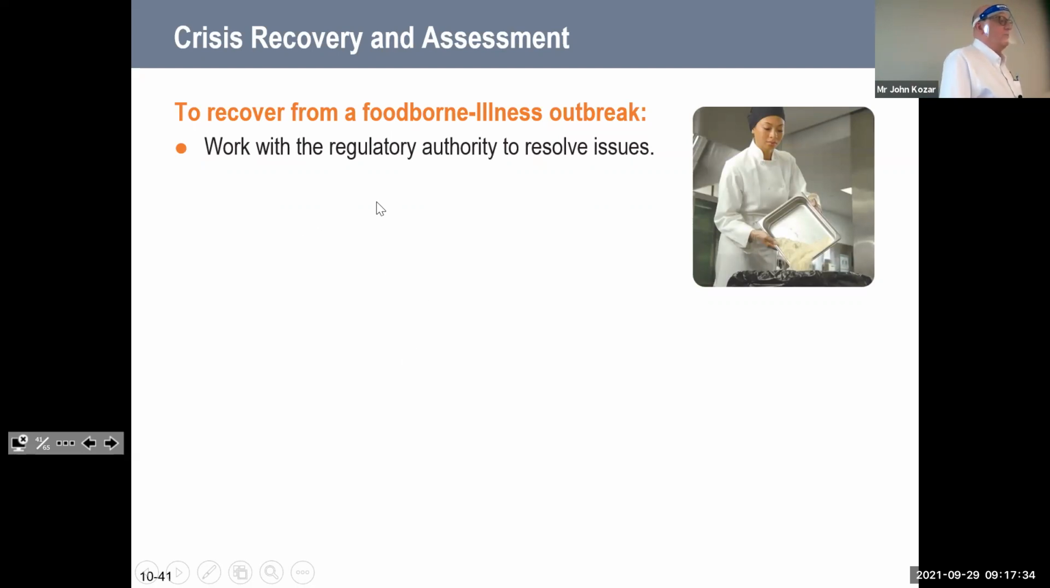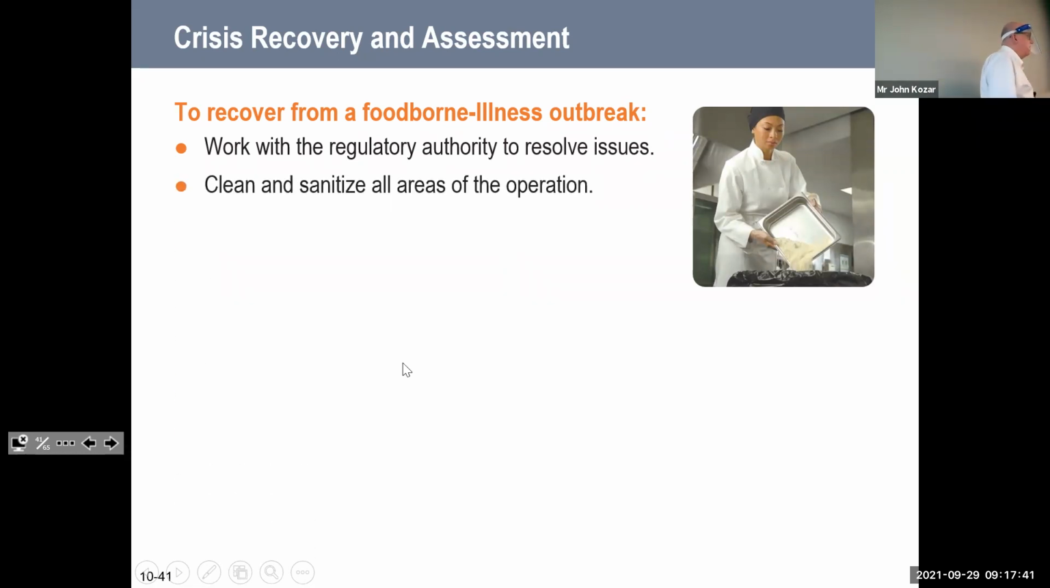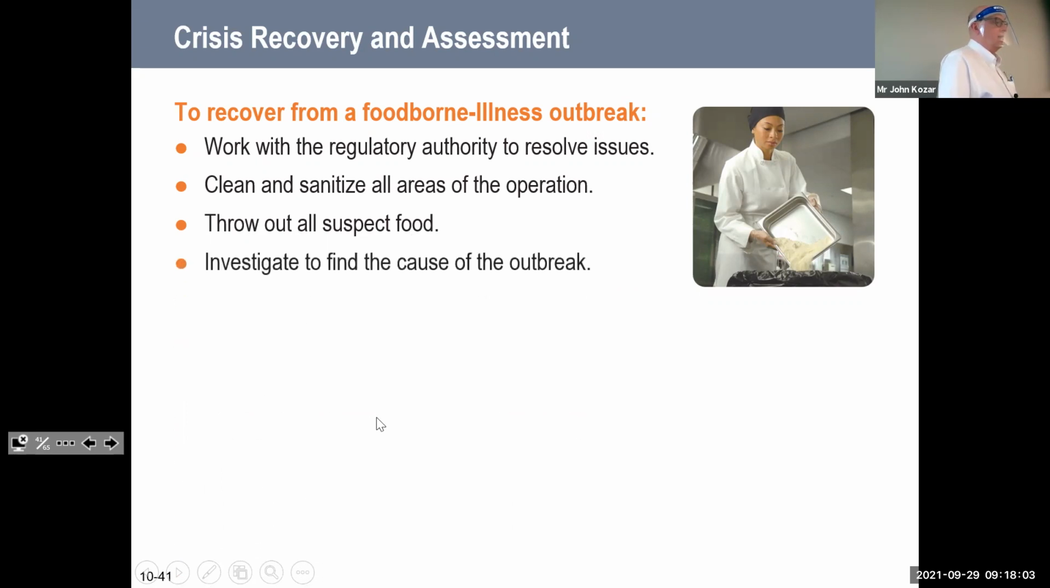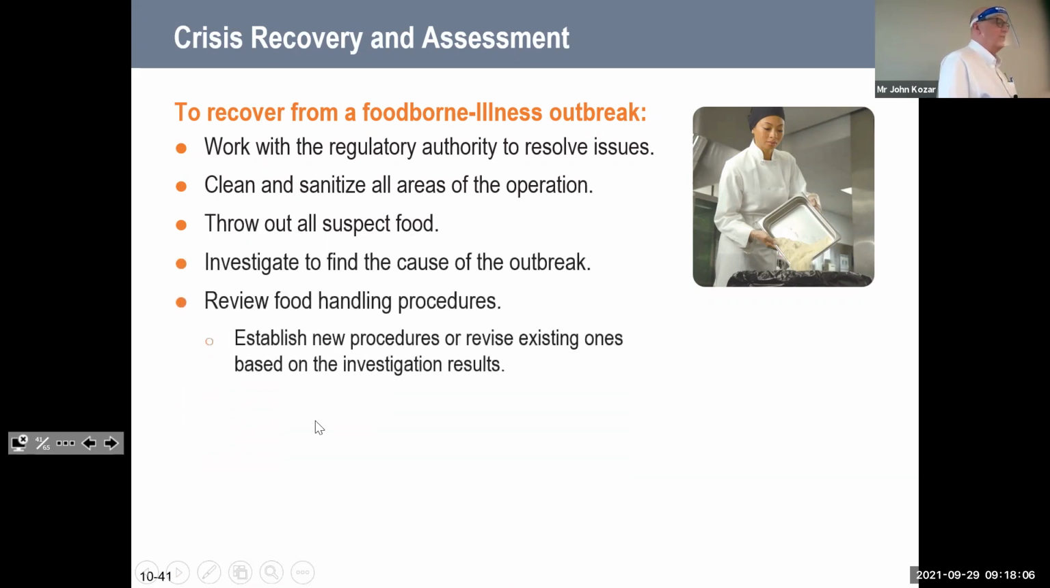To recover from the foodborne illness outbreak, again, you're working with the regulatory authority, clean and sanitize areas of the property. At this point, it contradicts itself and says throw out suspected food, but at this point you're recovering. So you've already determined that you did have an outbreak. The food has been analyzed. Any food that was suspected gets thrown away. We should have known what the cause of the outbreak is at this point.